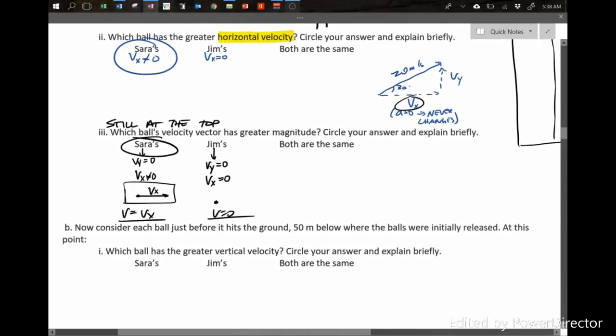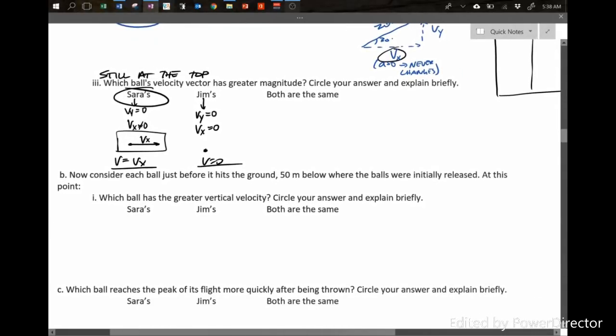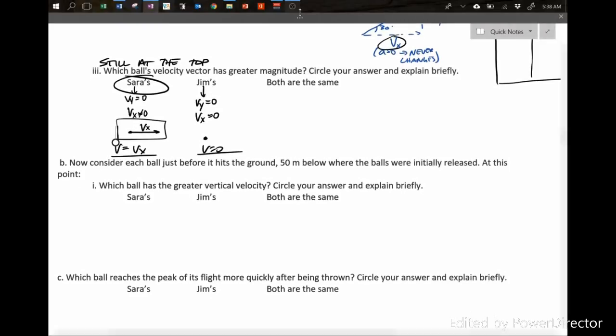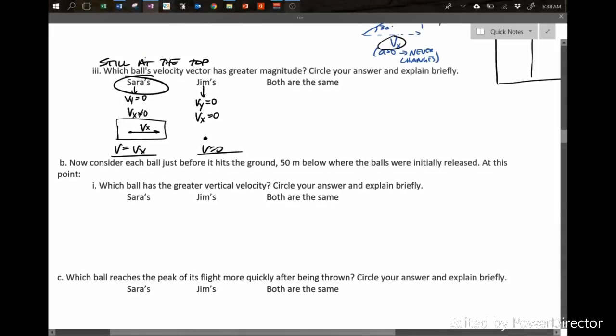Now, each ball just before it hits the ground. That's what part B is. There's only one question to this. So it's 50 meters below where we released. And now we want to know which ball has the greater vertical velocity. So for both of them, in the y direction, just look at all the components and see how we would find out how fast each one is going in the vertical or the y direction.